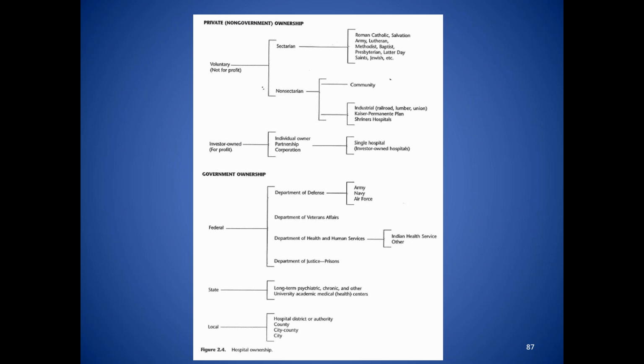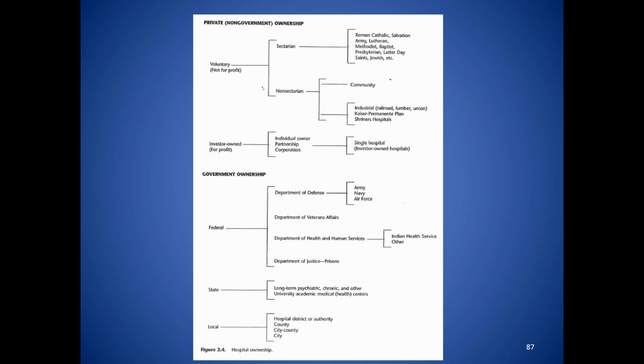Same thing might apply in ambulatory care, primary care activities. We're seeing growth in primary care clinics that are sponsored by Walgreens, by CVS, individually operated walk-in facilities. What's interesting on the government side is the diversity of services that are offered in terms of both federal, state, and local agencies.